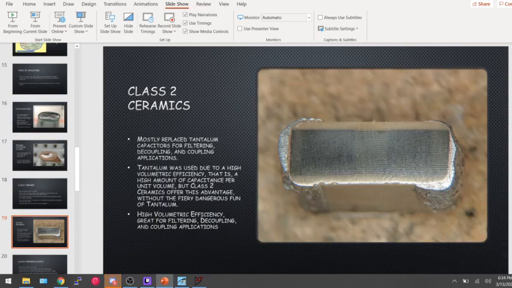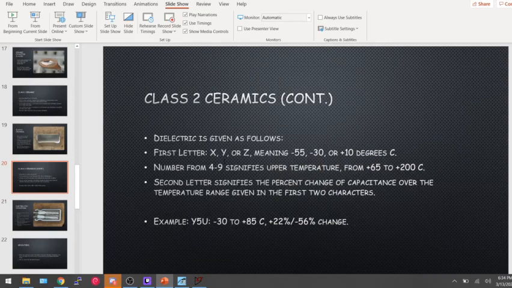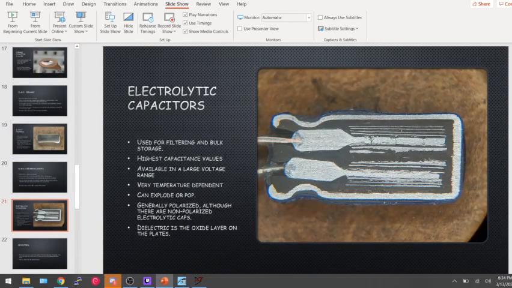And this is what has replaced tantalum. This is what's called a multi-layer chip ceramic. Very high volumetric efficiency, etc., etc. Now, aluminum electrolytics, they're used for bulk storage.